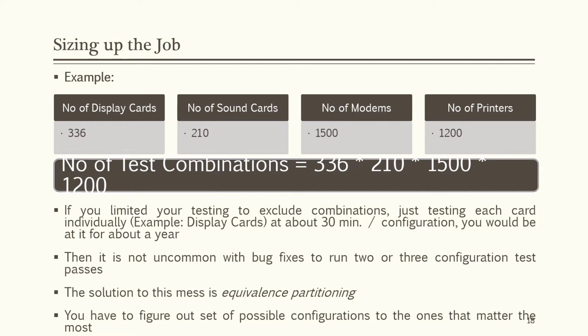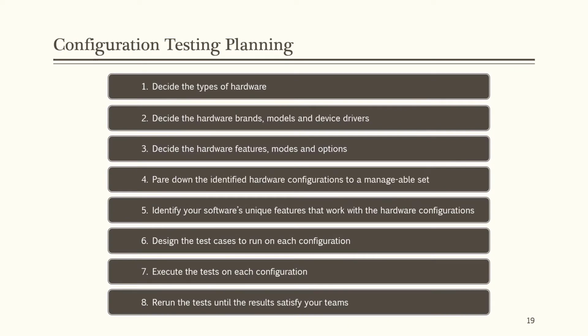Then it is not uncommon with bug fixes to run 2 or 3 configuration test passes. If a tester catches a bug, the same test case will be repeated until the bug is fixed. Hence, it will take more time and effort in this situation. The solution to this mess is equivalence partitioning. You have to reduce the set of possible configurations to the ones that matter the most.